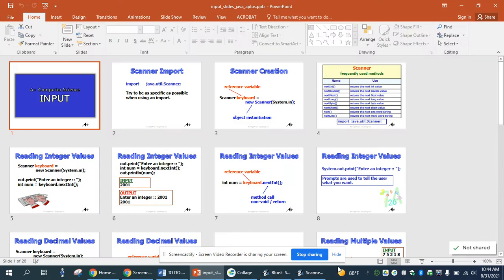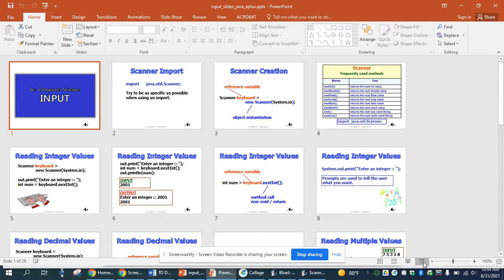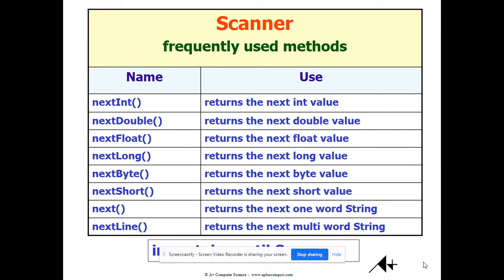The things that this scanner object can do, we can ask the user to type in an integer, and it returns it. We can ask for a double, a float, a long, a byte, a short, a next line. These are not the only things it can do, but we were talking about variables last class, or 2 classes ago. So now we can ask the user to give us a variable, and we're going to store it.